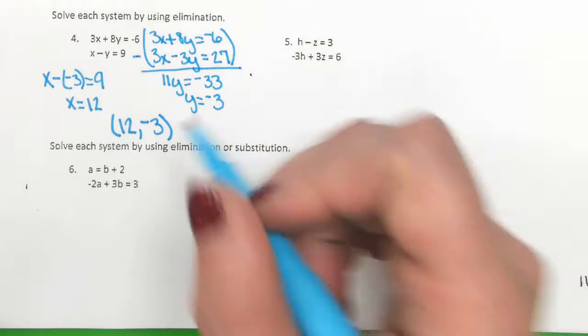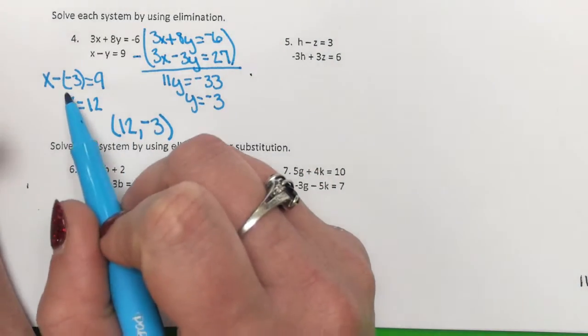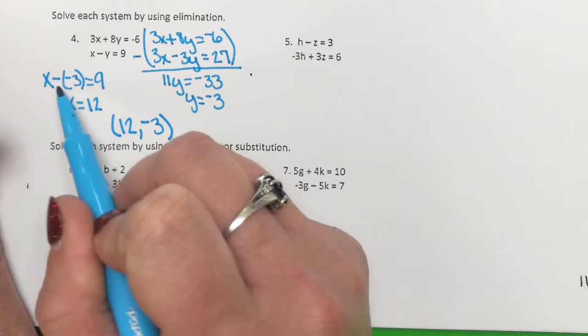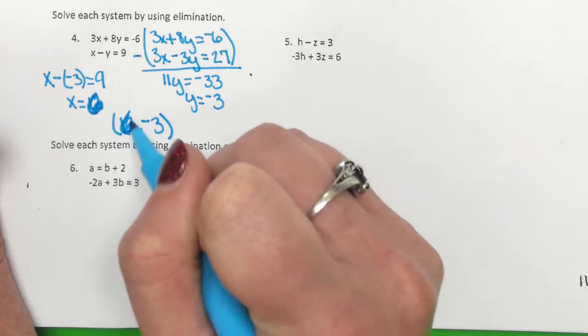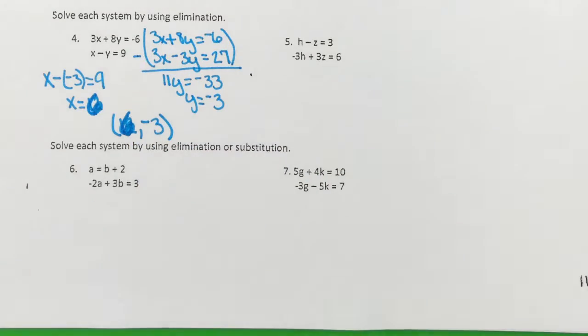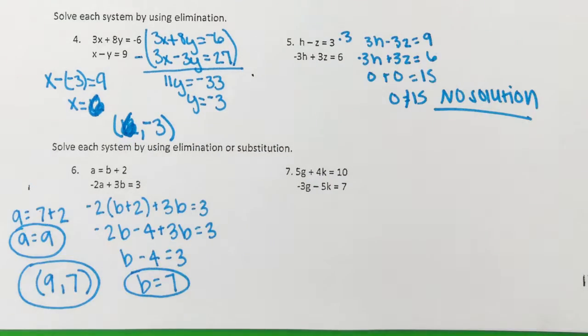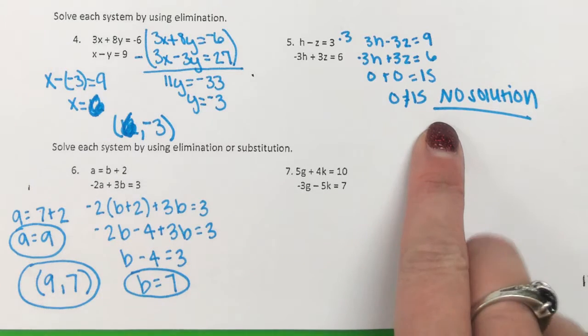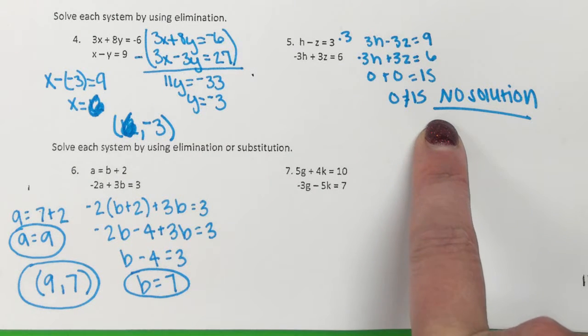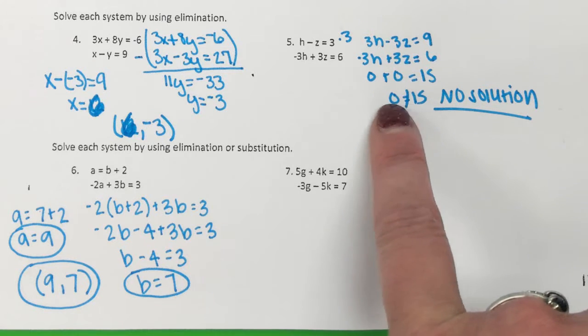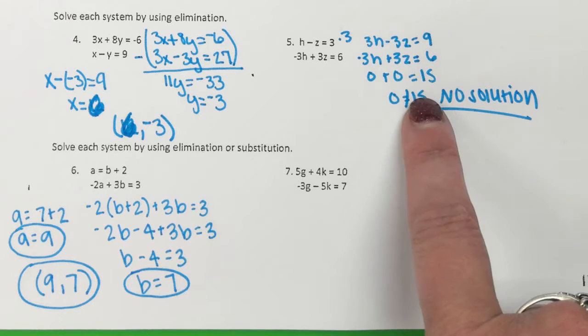Hold on. Where do you get a 12 at? Positive. Oh, you added it over instead of subtracted. That's it. There should be a 6. There we go. All right. So number 5, you should have got no solution. Y'all okay on that? Because 0 does not equal 15. Those are not the same thing.